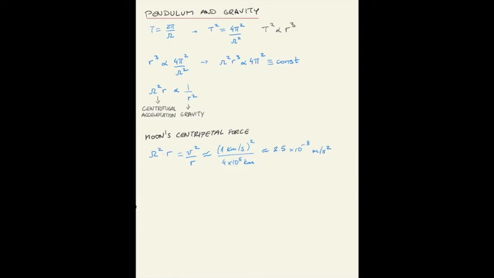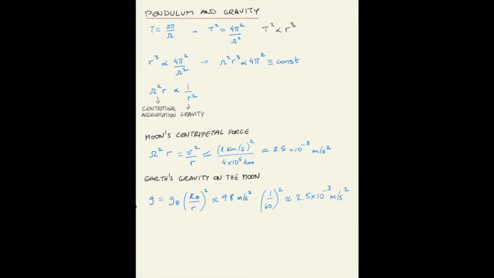As for the gravity of Earth on the moon, it should be the gravity that is experienced on the surface of the Earth, scaled by the square of the distance to the moon. Here, g Earth is the acceleration of gravity on Earth's surface, R Earth is the radius of the Earth, and R the distance to the moon. So plugging in the numbers, the gravity on Earth is 9.8 meters per second squared, and the distance to the moon is about 60 Earth radii. So that gives you 2.5 times 10 to the minus 3 meters per second squared.